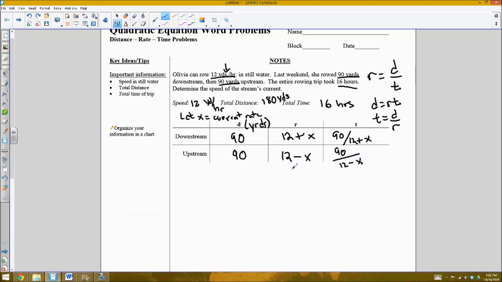Once I've organized my information this way, it's hopefully a little bit apparent what we want to do. Since we know the total time is 16 hours, and I know what the time in each leg of the trip was, all I need to do is add up these two component times, and they should equal the total time. So that is what enables me to set up an equation to solve. I'll have the time it took me to go upstream on the trip plus the time it took me to go downstream on the trip should equal the total time it took me to do the trip, which was 16 hours.